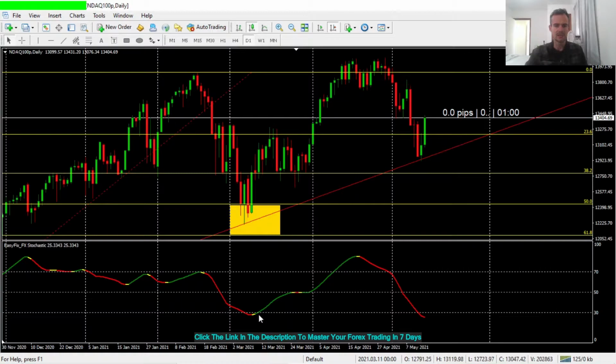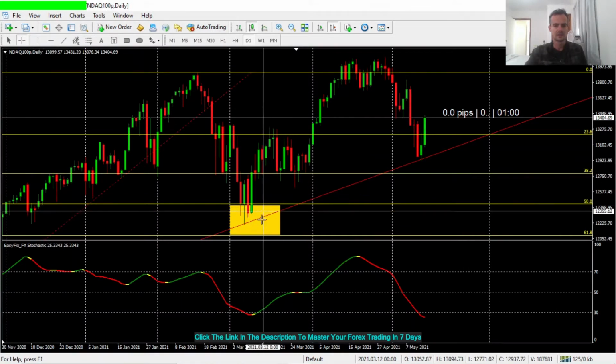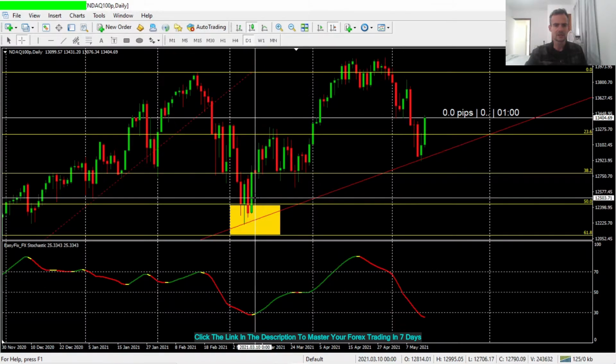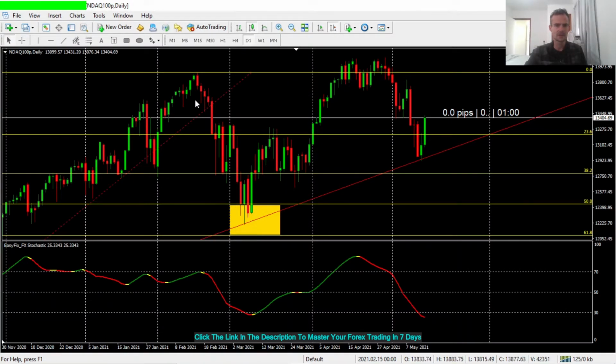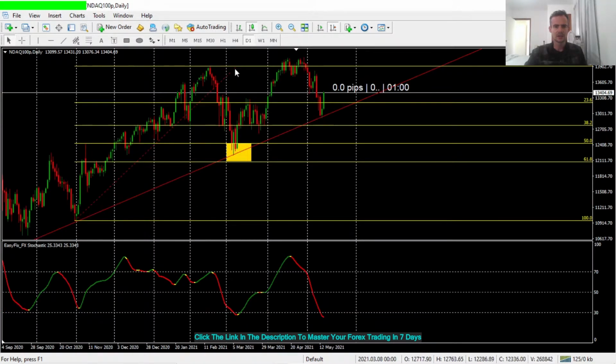Even on the daily, you can see the stochastic turn green over here. Even if we're just trading off the daily time frame, we could have got in here and rode this up. So I rode it up to this point here, just below the swing high. I took 2/3 of my profit at the 23.6, and I left the rest to run to just below the 0. So I just want to show you guys what's currently happening on the Nasdaq.